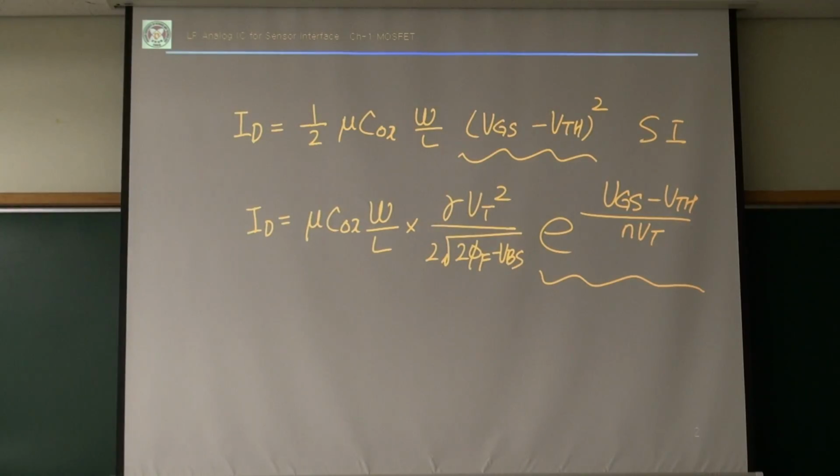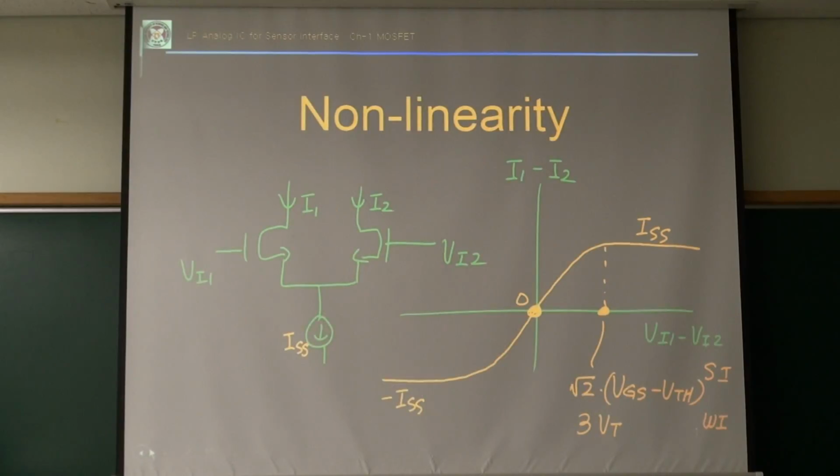So for a very small signal input, we can approximate it as linear. In the previous case, in this region, we can approximate it as linear. Approximately, it is linear.